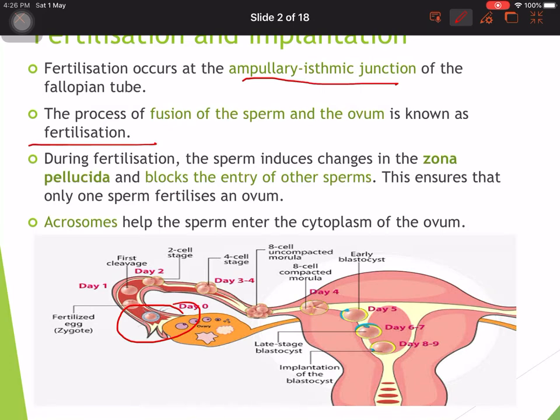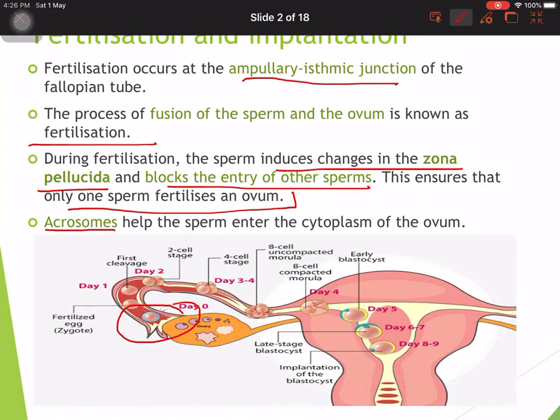During fertilization, the sperm induces change in the zona pellucida and blocks the entry of other sperm. This ensures that only one sperm fertilizes an ovum. So outside the ovum there is a layer which is known as zona pellucida. When the sperm enters into it, there is a change in this, which doesn't allow the entry of other sperms. Acrosome is the head region of the sperm entry into the cytoplasm of the ovum.